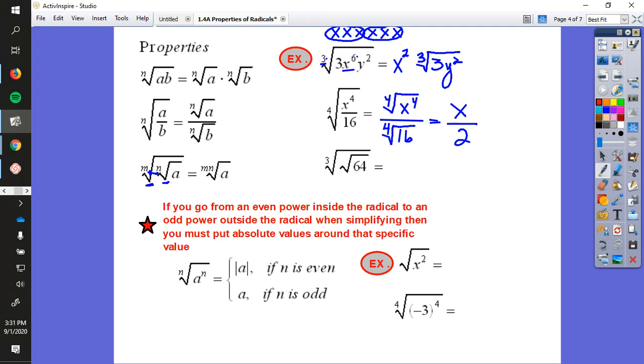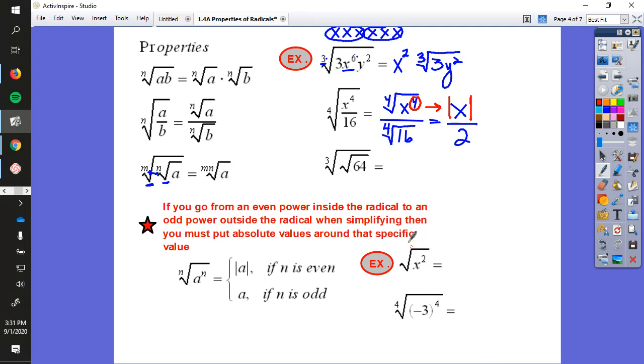So even though I have one more example, what we're going to talk about down here in the red is what I'm dealing with right here. I had an even exponent inside the radical. I have an even index. And notice that my resulting exponent is odd. If you go from an even exponent to an odd exponent, you'll want to make sure to put absolute values around that, and here's the reason why: we don't know what x is. It could be positive or negative.